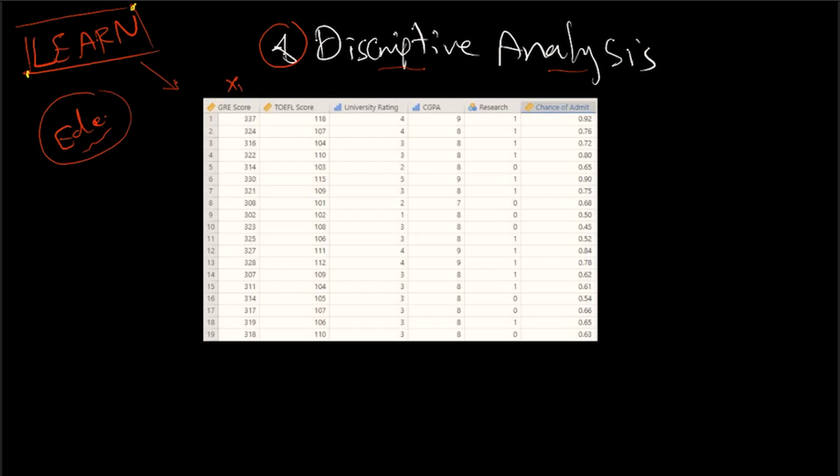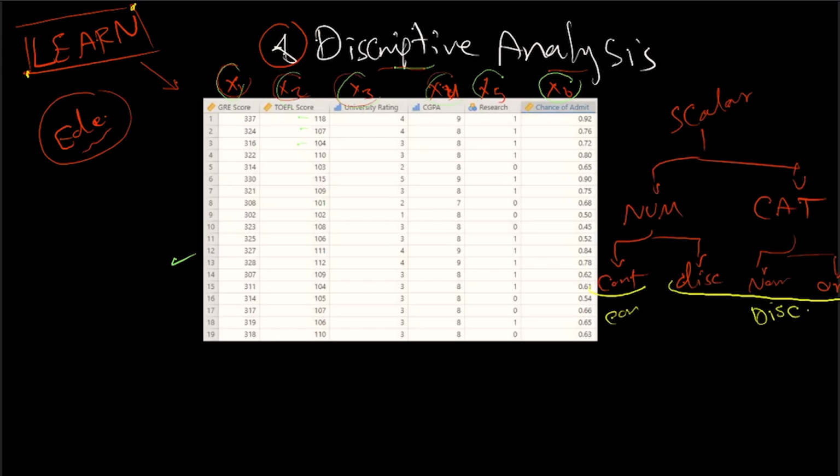The variables happen to be related to your problem. So I got 6 variables, and I have 19 subjects, and I started the measurement on each one of these variables. Now, the first thing we need to understand is what type of variables we have here. The GRE score is a continuous value, and the TOEFL score as well is continuous. The university rating is ordinal, also the GPA, and then we have the research in nominal format as 1 or 0. Finally, chance of admit is in the form of continuous.